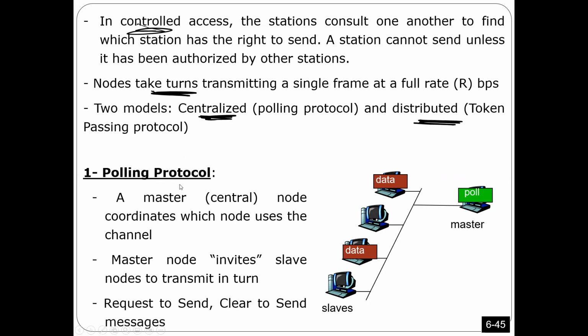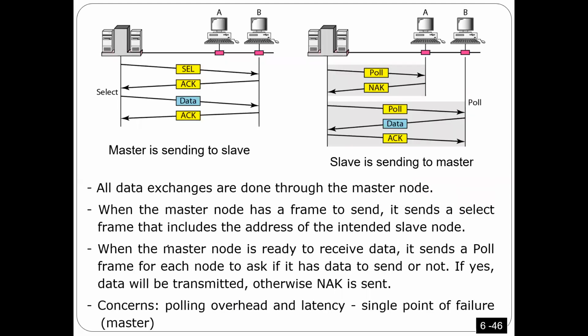In case of polling, this is used if the network has a master and slaves. I'm not sure if you're familiar with this term. You have a central unit, we call it a master, and then you have other nodes, we call them slaves. The master node is going to coordinate all the access to the channel. As you will see, the master node is going to invite the slaves to transmit in turns.